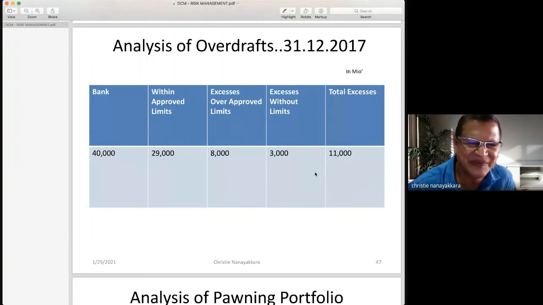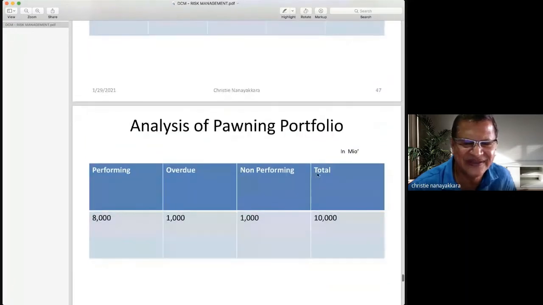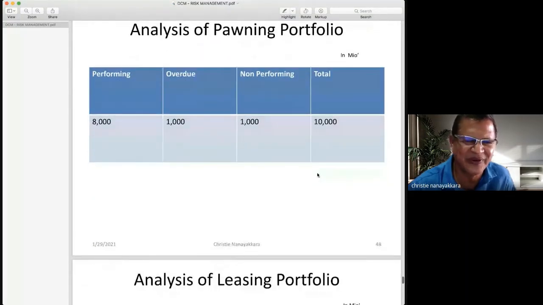So this type of product analysis can also be done. You can also do this for pawning. Now say I took the entire pawning base as 10 billion. 8 billion is performing. Pawning is a product that comes under the Pawning Act. You take a loan.